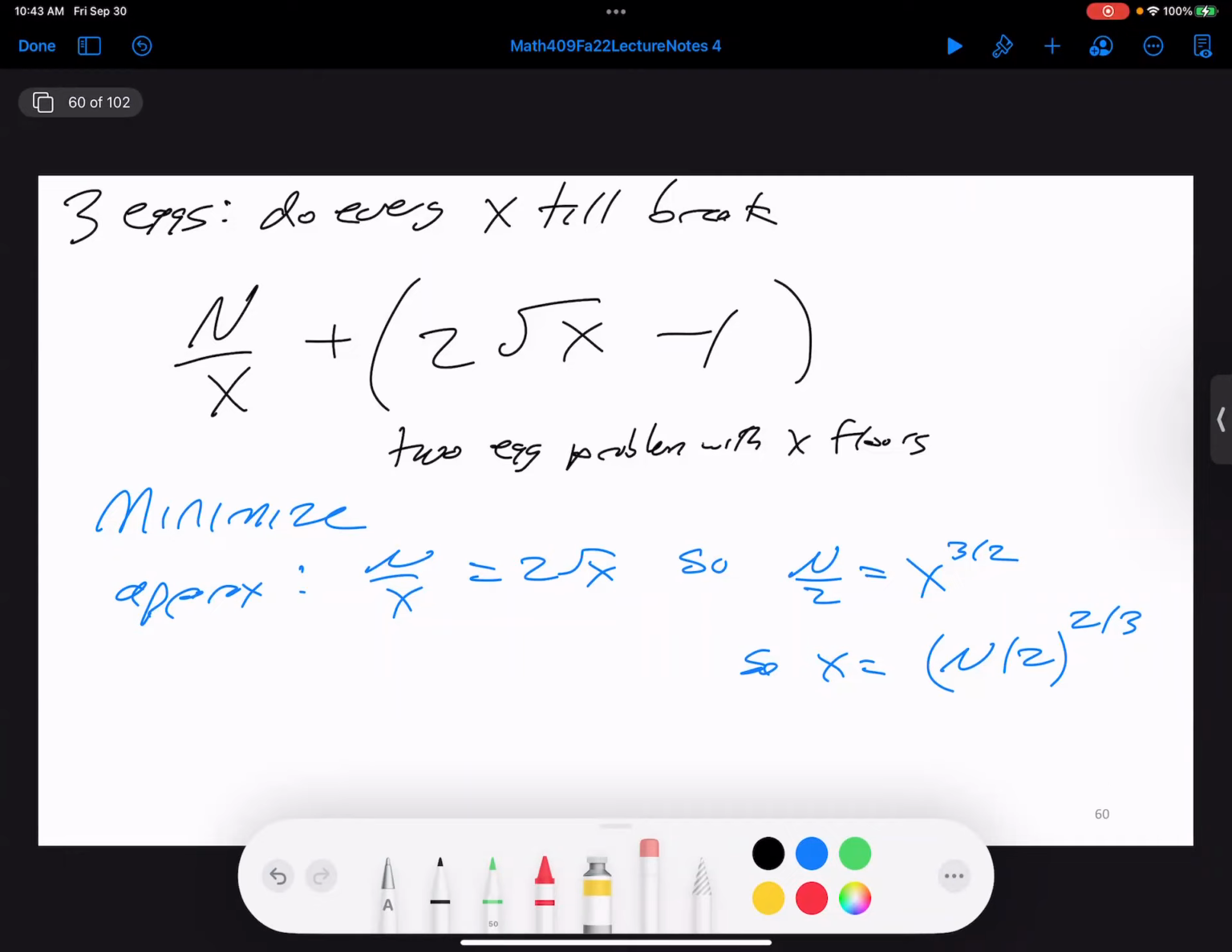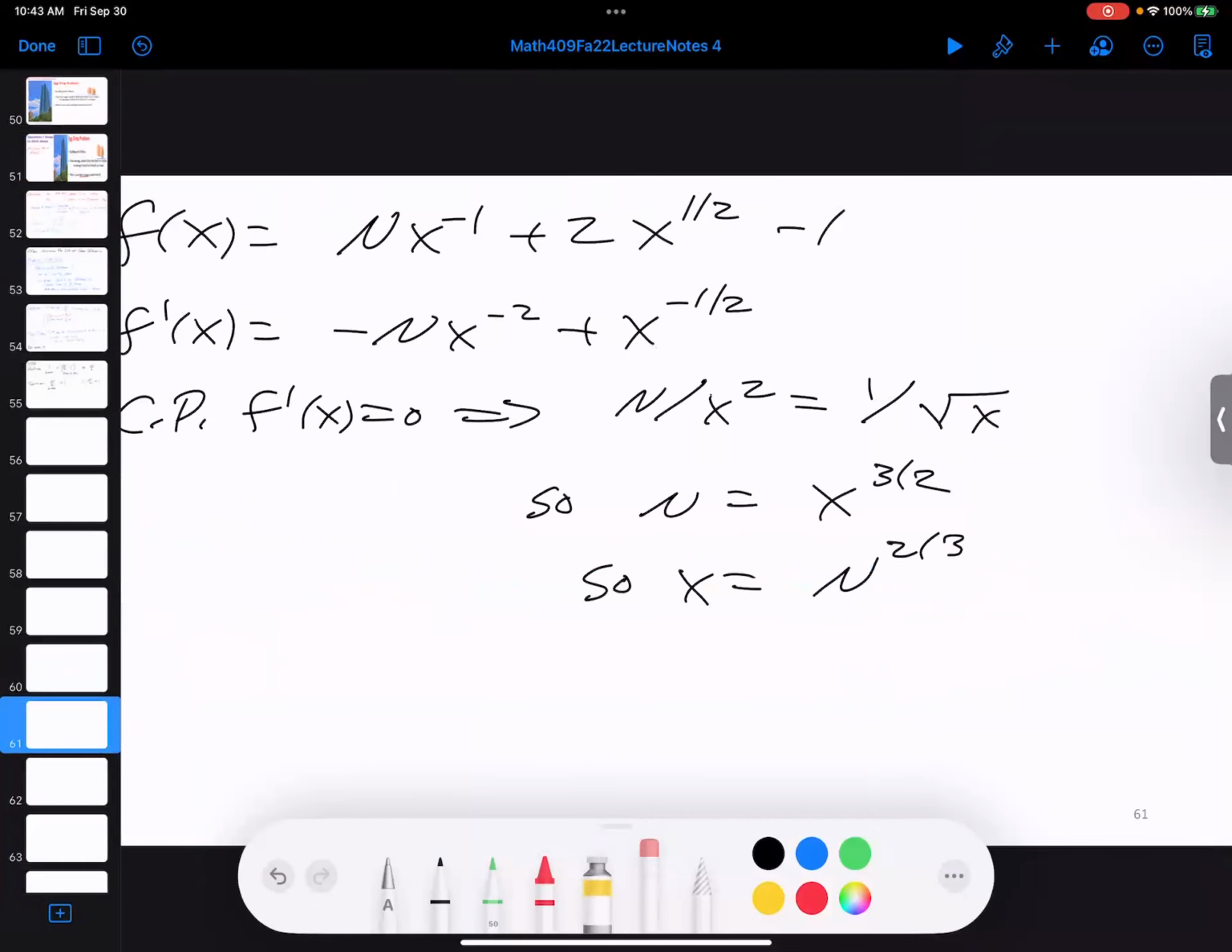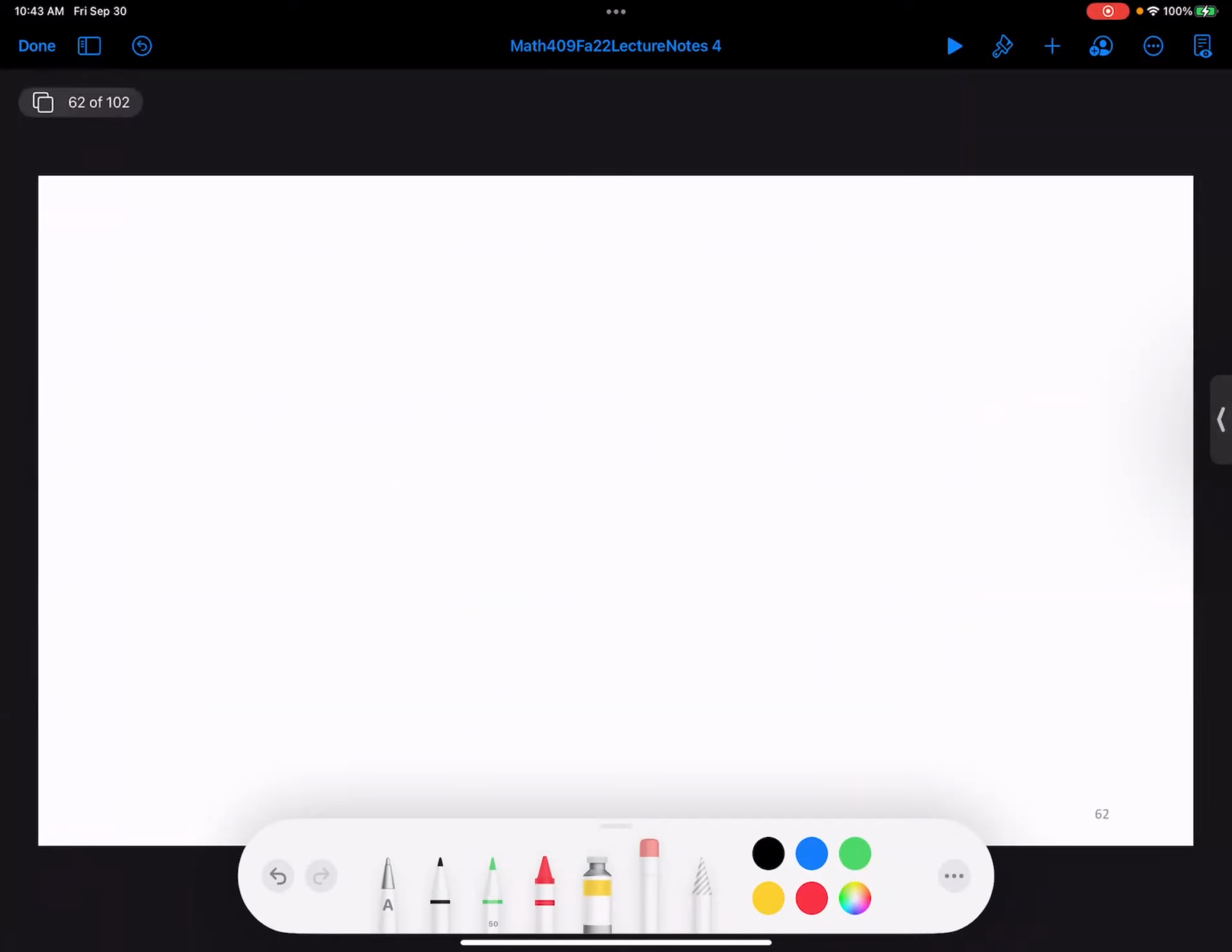4. All right, we've got a few minutes left. Let's do 4 eggs. So now we have 4 eggs. So what strategy do we do?